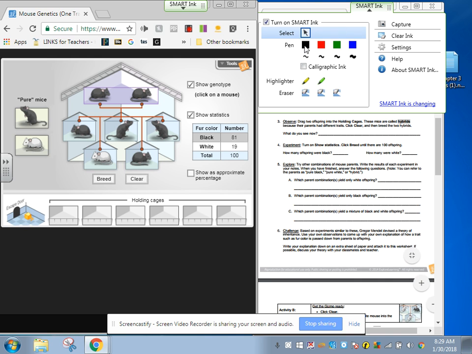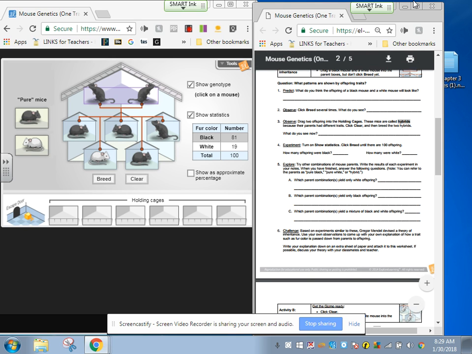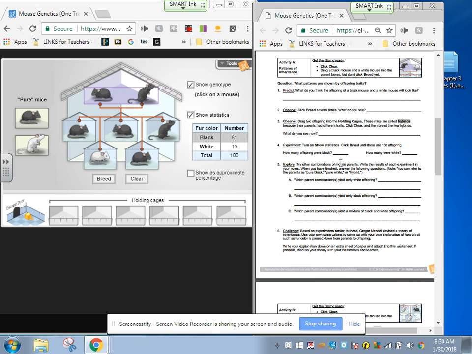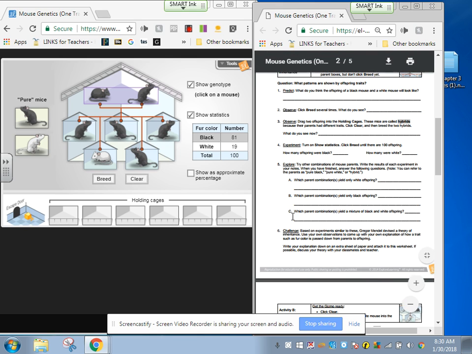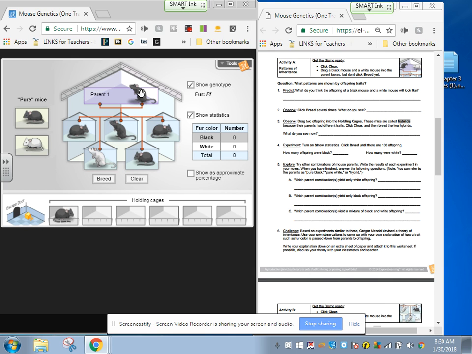So at this point, I am already realizing that two hybrid parents will make black and white offspring. So for C, you can write two hybrids. That's one thing that can make black and white offspring. I want to use the terminology they told me to use. I'm going to take these hybrids, maybe I want to use one of them here later. I'm going to click clear.